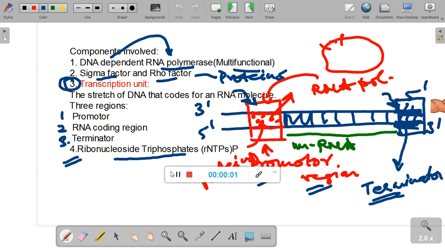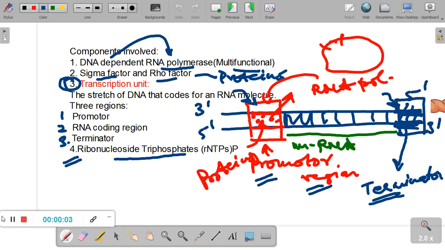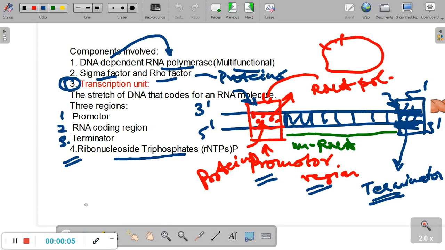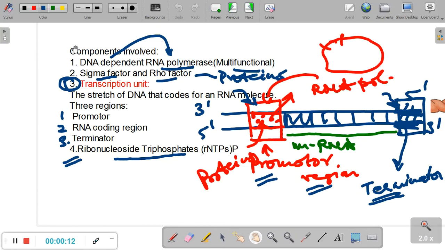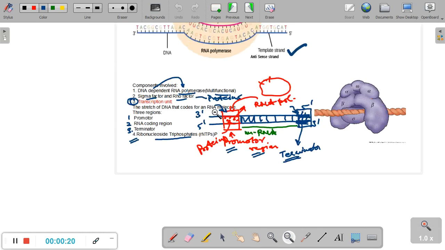This is the second session on the process of transcription. In our last session, we stopped at the components involved in transcription in prokaryotes. Now we'll move further and learn how the process of transcription takes place in prokaryotes.